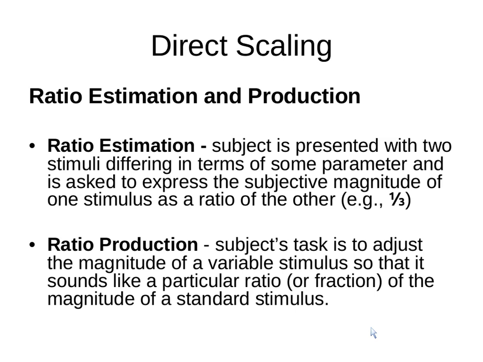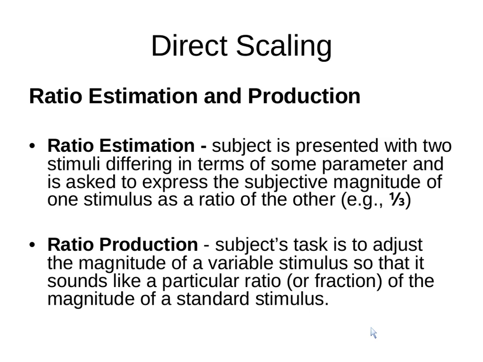Ratio production is kind of the same thing, except it's asking the subject to actually control the stimulus. So instead of the subject saying, okay, that's twice as loud, now the tester is going to say, I want you to adjust the stimulus so that it's twice as loud. So it's just a little bit flipped around there. You're getting at the same thing more or less.